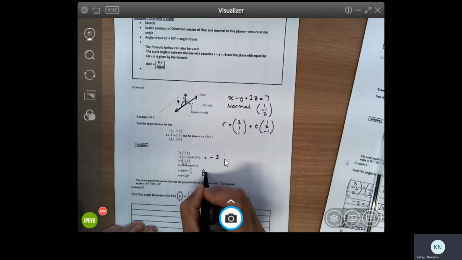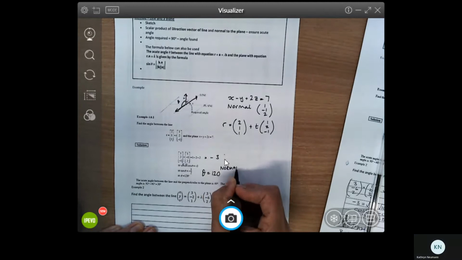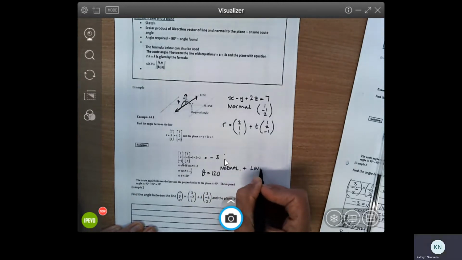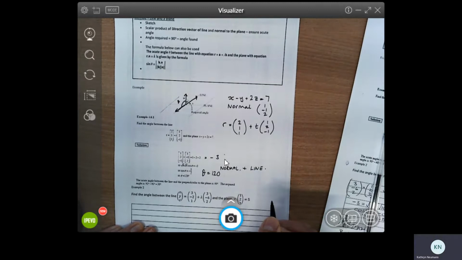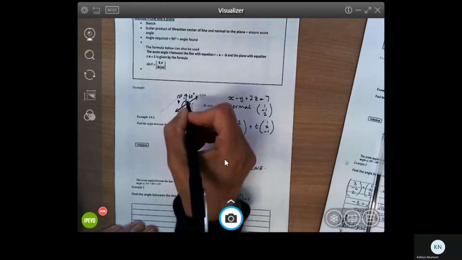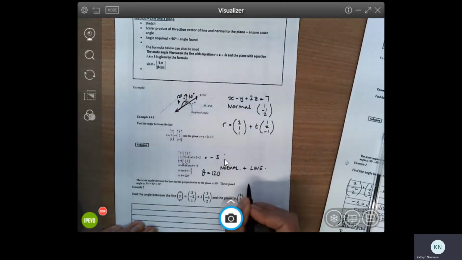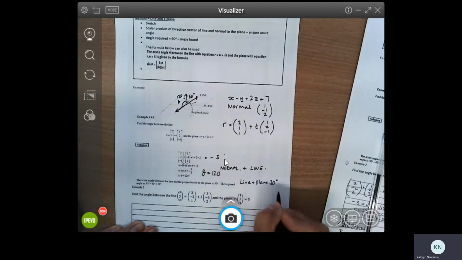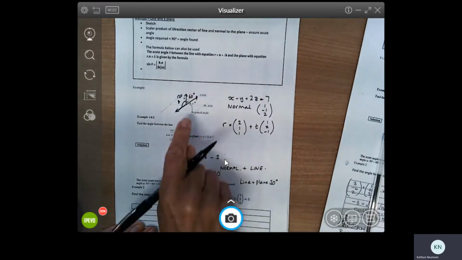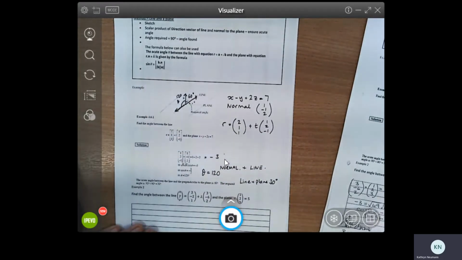So the angle, this is the angle, remember, between the normal and the line. And that means that the angle we're looking for, so if this is 120 here, then this angle is 60. But we actually want this angle here. We want the acute angle between the line and the plane. So that's going to be 30 degrees. If you find that difficult to think about where the angles are going to be, then you can use the formula, and we'll look at that in the next example that we've got here.